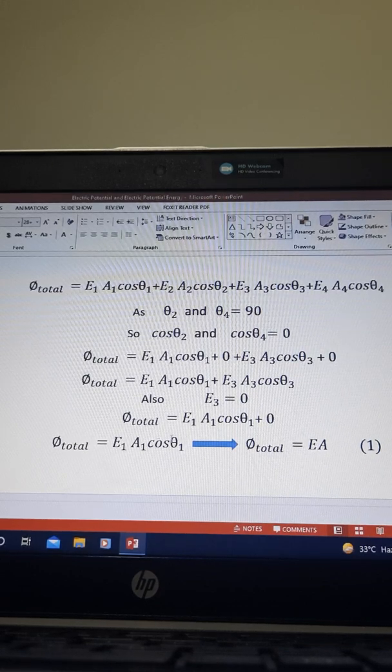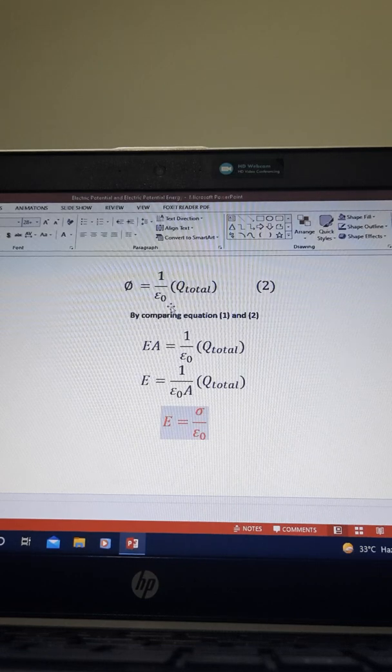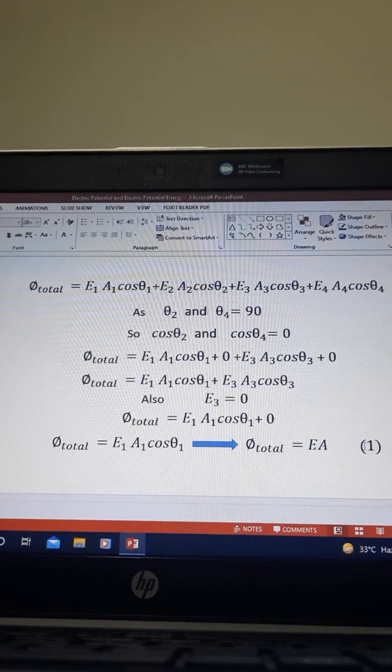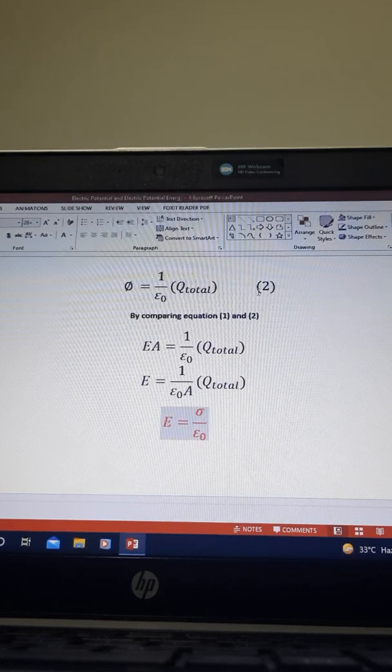Now cos theta 1, I'm going to fix it as the maximum, 1, and now there is a single term contributing towards the total flux, so no need to write 1 and 2 and like that. So the total flux you are remaining with is EA. This is equation 1. As you know, Gauss's law is 1 over epsilon naught multiplied by the total charge. This is equation 2. If you compare equation 1 with equation 2, you will receive EA is equal to 1 over epsilon naught times the total charge.